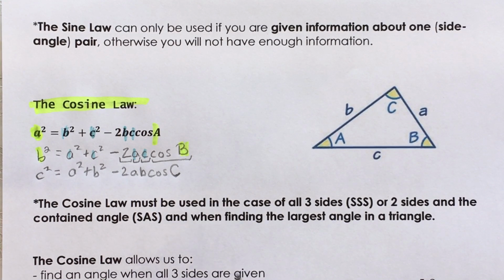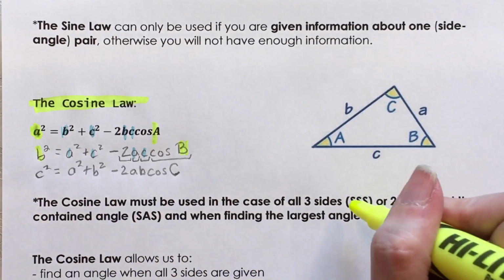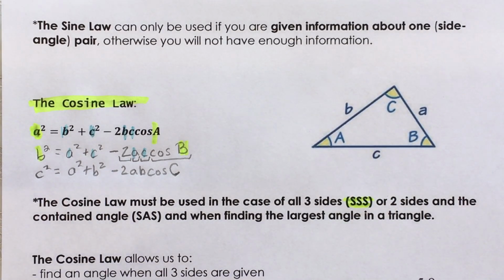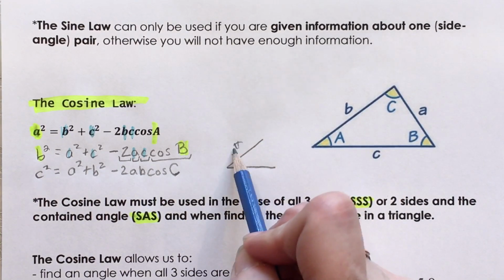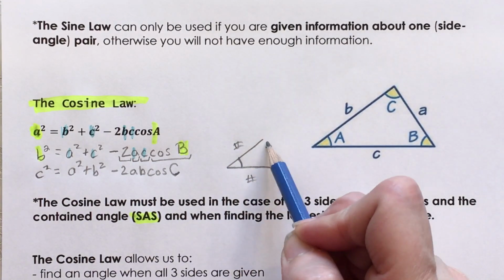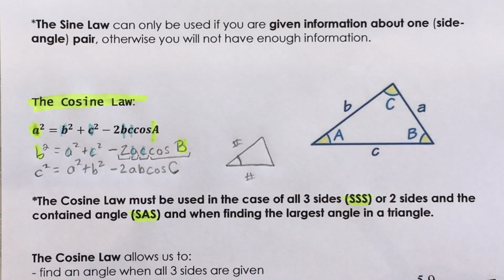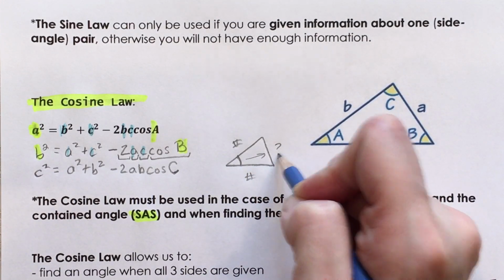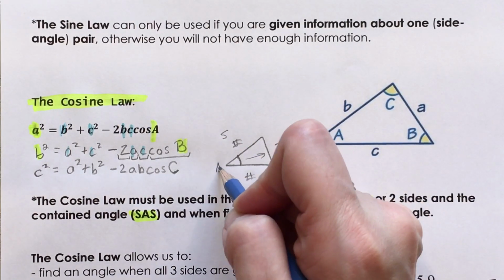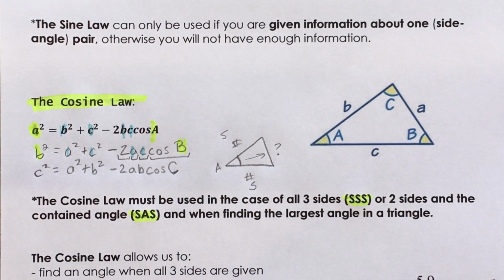You use the cosine law in the case where you're given all three sides. So if the information you're given is all three sides, or side, side, side, you have to use the cosine law. Or if you're given two sides and the contained angle, which we call side angle side. So here's your triangle, you know this side, you know this side, and you know the angle between them, but you don't know anything else. You would use the cosine law to find the side opposite the angle that you're given. So we call this side angle side, two sides and the contained angle.